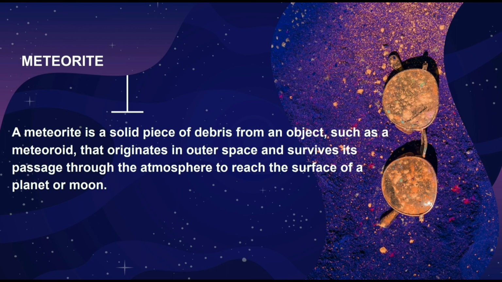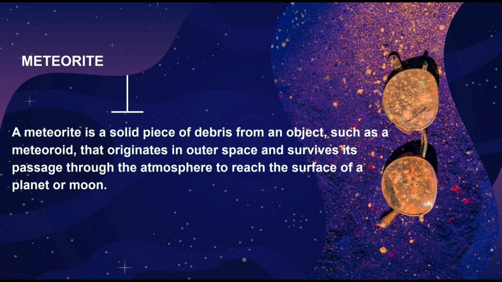I don't know where it goes. Maybe someone who knows astrology can tell you, but sometimes it survives this passage and it reaches the Earth's surface, and when it's at the Earth's surface, it's no longer known as a meteoroid or a meteor, but a meteorite. So that's just a classification that is given to it now.